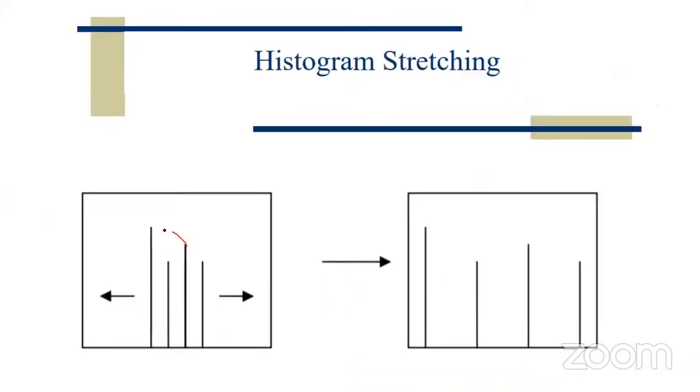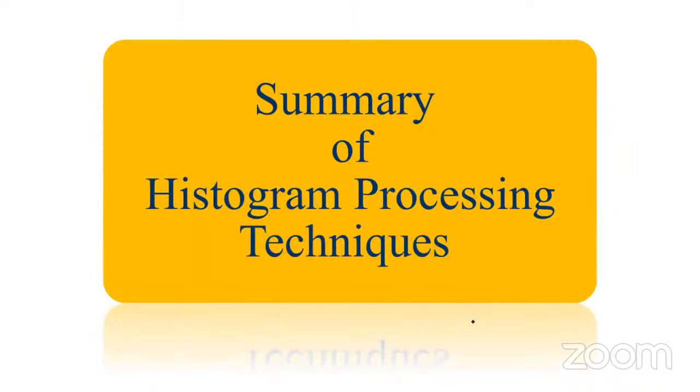Like this. So this is the input image. Let us assume 10 to 40. After stretching, maybe 5 to 250, like that. So this is stretching across the histogram. We are able to find a little bit better contrast when compared to the input. That is called histogram stretching. So that is the end of the histogram processing techniques.